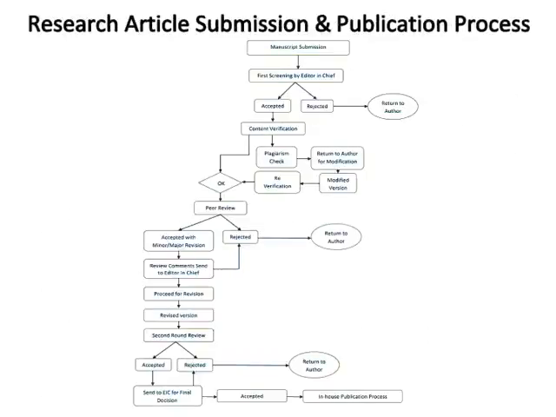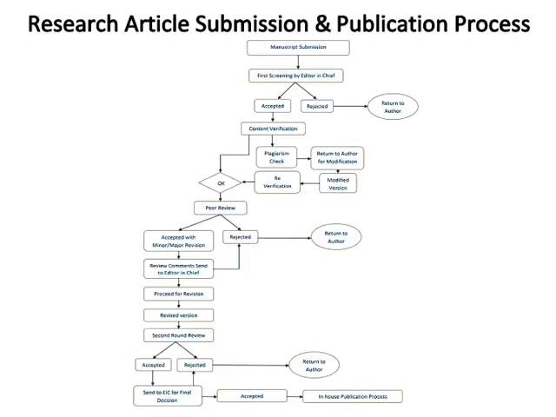Research article submission and publication process. Submission from manuscript to publication. You can see all steps. The first step is screening, which is done by the editor-in-chief after submission of the manuscript. The editor-in-chief will accept or reject the research article. If the research article is rejected, then it will return to the author.